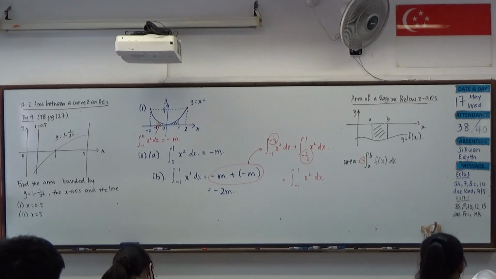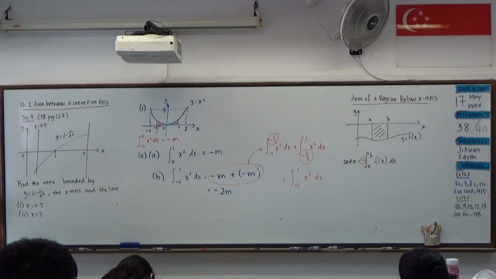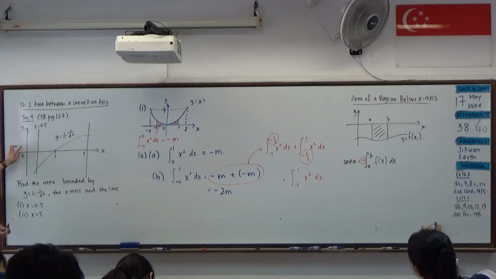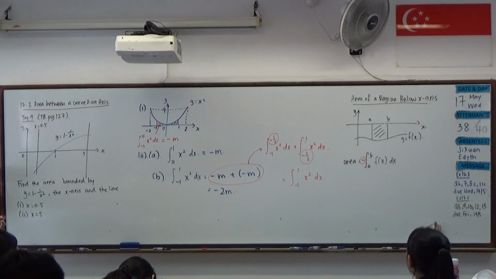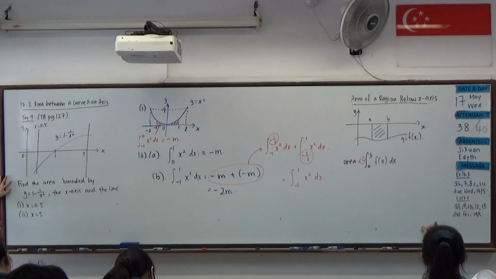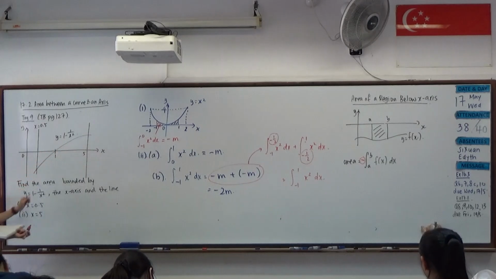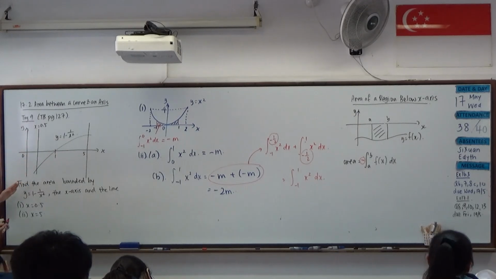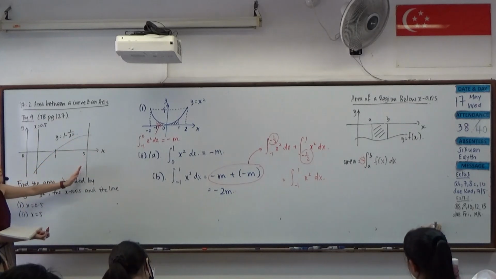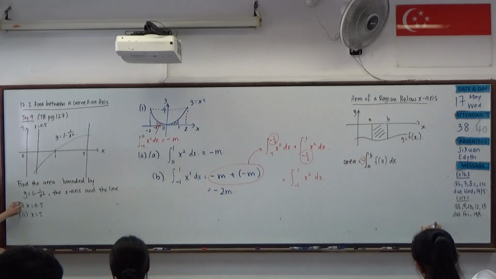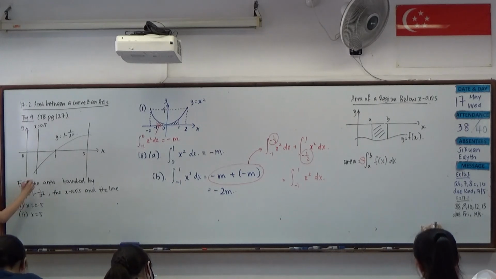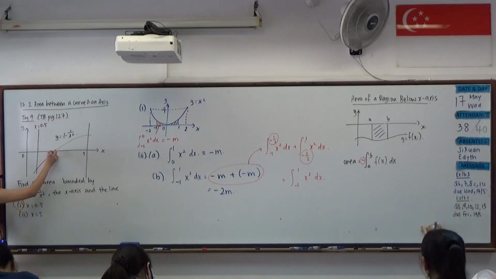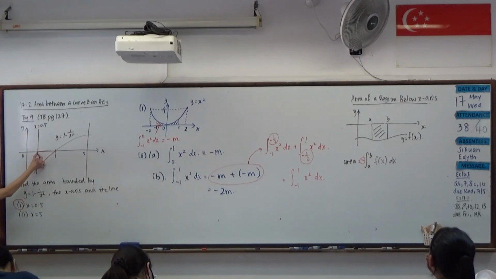Okay, let's look at this question. We are given a function with the equation y equals to 1 minus 1 over x squared. We want to find the area bounded by the curve, the x-axis, as well as the line x equals to 0.5 for the first part, and for the second part bounded by x equals to 5. Okay, so what this means for part I is that we're looking at boundaries of the curve, the x-axis, and also the line x equals to 0.5. So we're looking for this area here.